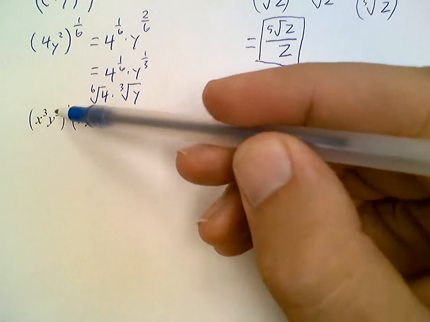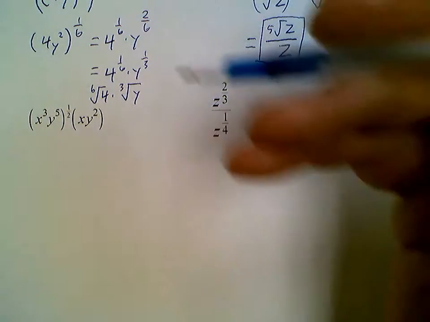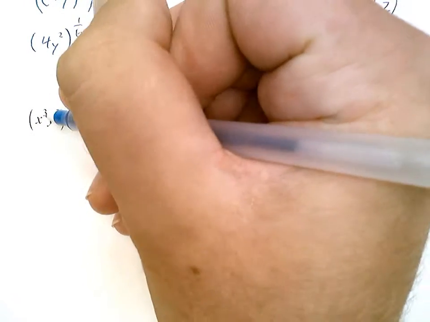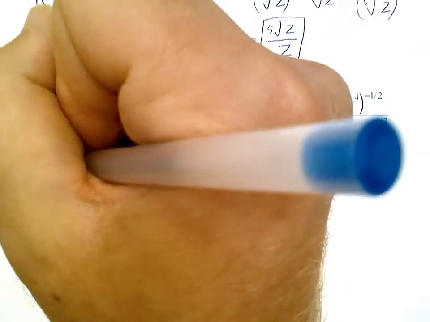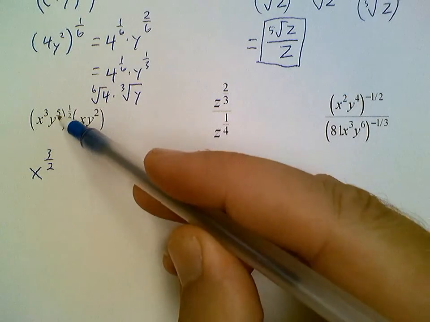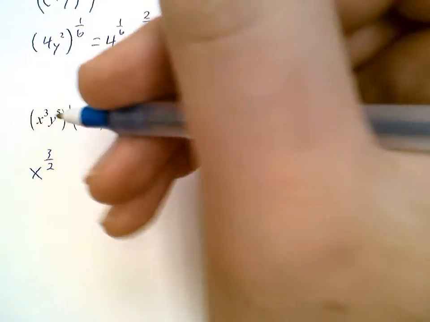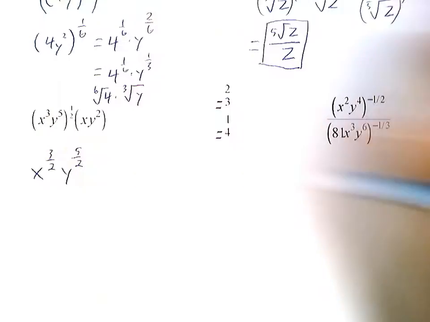So when I take a power to a power, I'm still going to multiply just like I did in the other examples. So I got x to the third to the 1/2. What's 3 times 1/2? It's 3 halves. So I've got x to the 3 halves. Then I've got y to the fifth to the 1/2. So 5 times 1/2 is 5 halves. So I got y to the 5 halves.